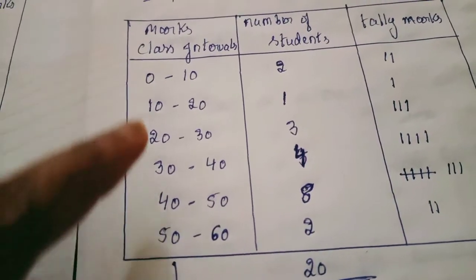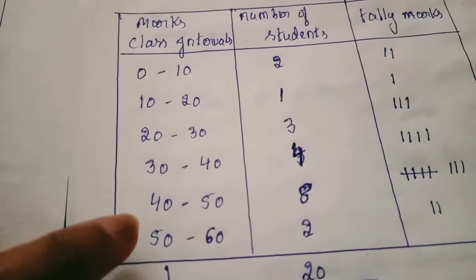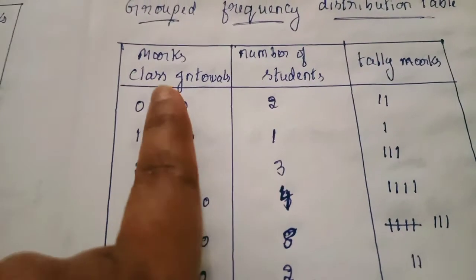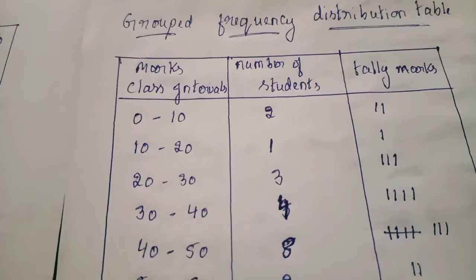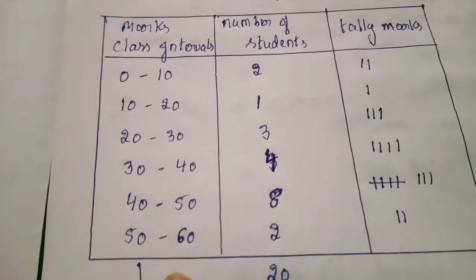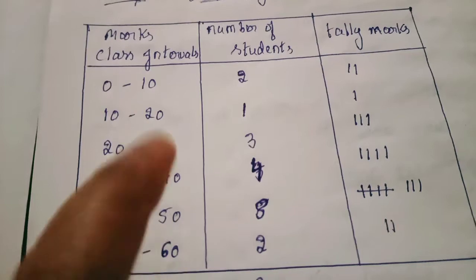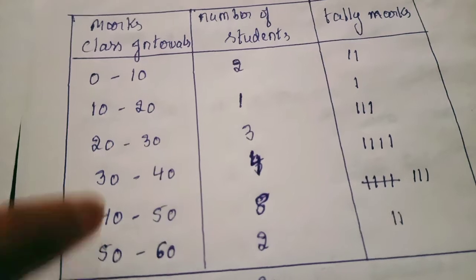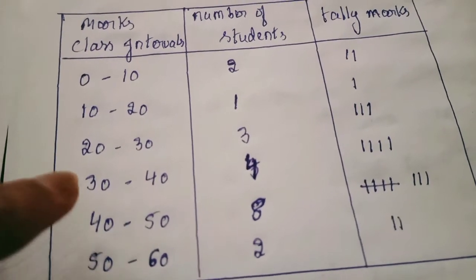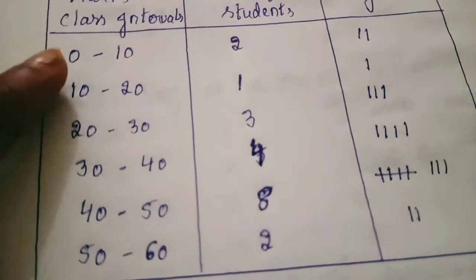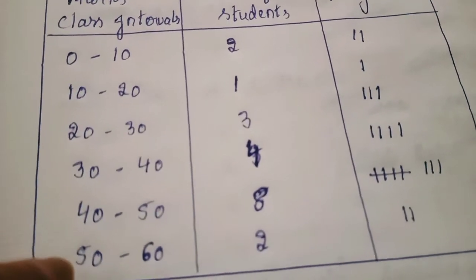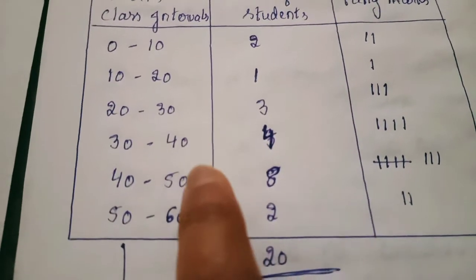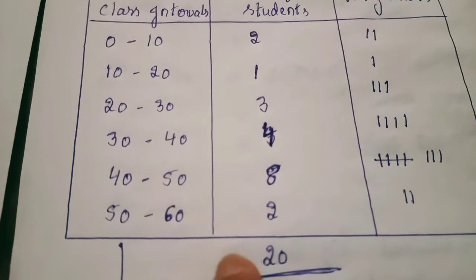Now I made some groups here. You can observe I made 6 groups. All these groups have a name. They are called class intervals. All these groups, whatever we make for easy analysis, are called class intervals. And the left hand limits are also called lower limits. This left side, 0, 10, 20, 30, 40, 50, are called lower limits, and the right side limits, that is 10, 20, 30, 40, 50, 60, are called upper limits.